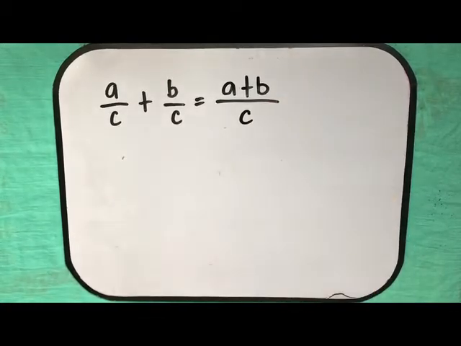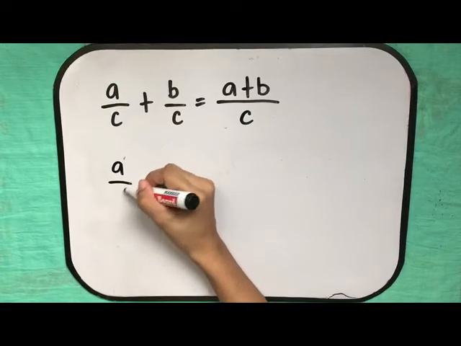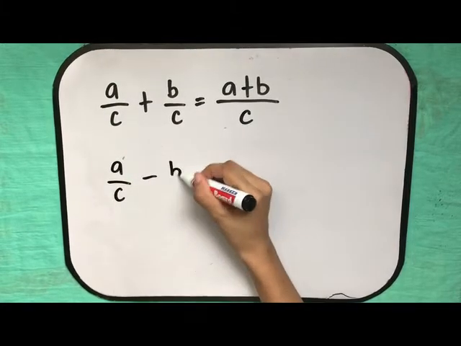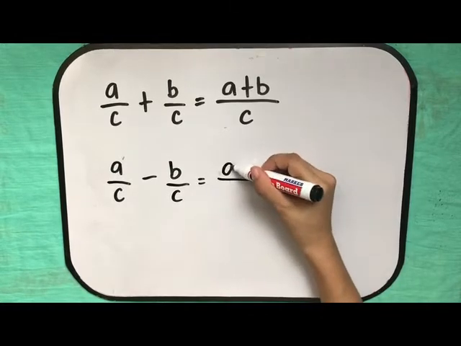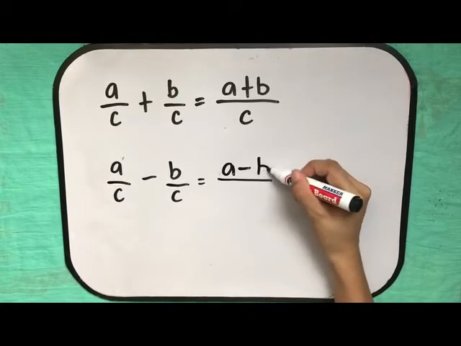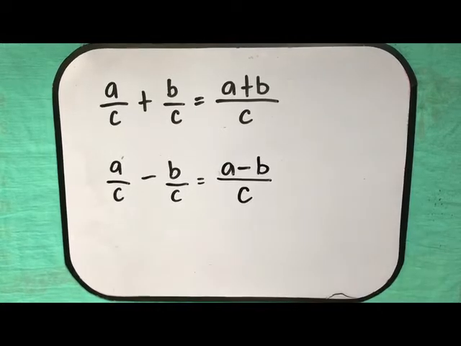The same with subtraction. If we have A over C minus B over C, then you will just be subtracting their numerator, A minus B, and copy the denominator C.